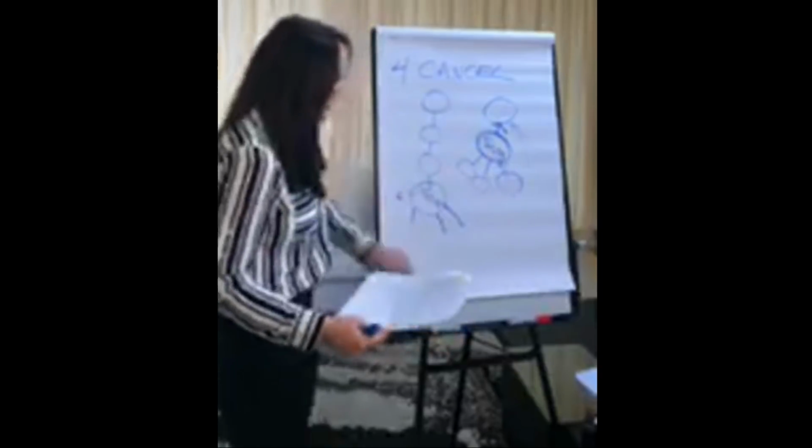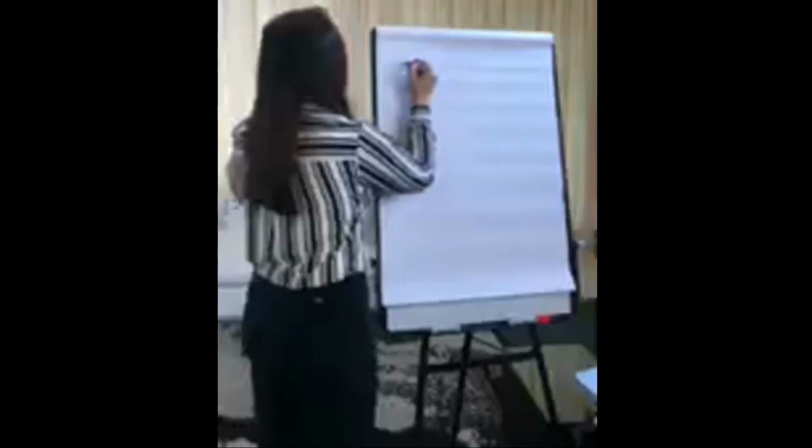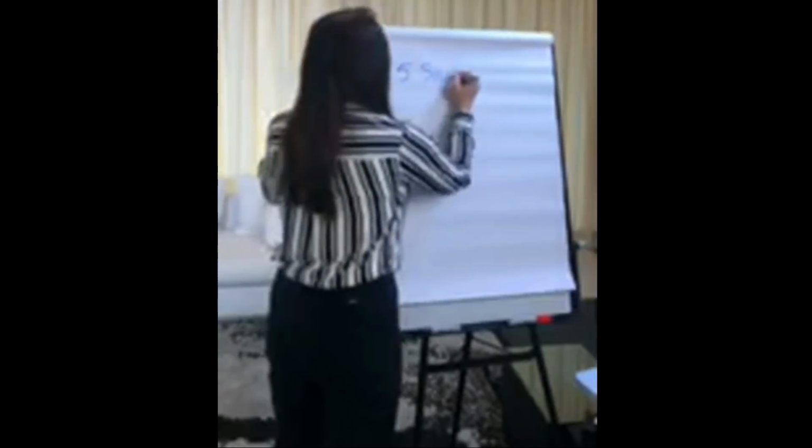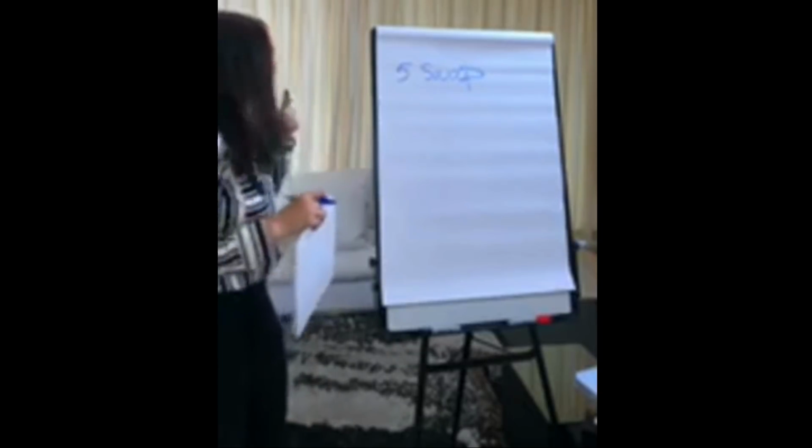Okay, number 5. Number 5 is a swap. Now, any other details about enrollers, about the last one, canceling?